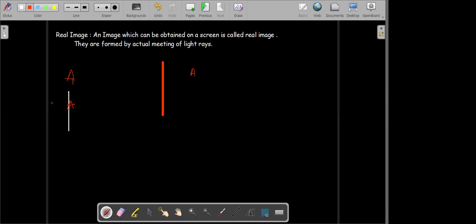No, sir. No, it's not possible. If you look at yourself in the mirror, you can see yourself in the mirror, but it's not possible to obtain your image on a screen. All right. So this image is a virtual image. This is not a real image.